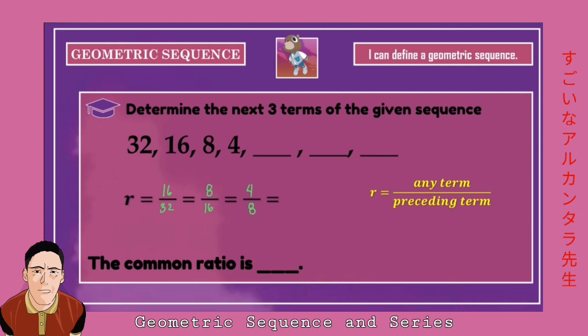So as you can notice here, class, the numerator is lower than the denominator. This is where we will actually see a fraction. 16 over 32, that is 1 half. 8 over 16, that's 1 half. 4 over 8, that's also 1 half.